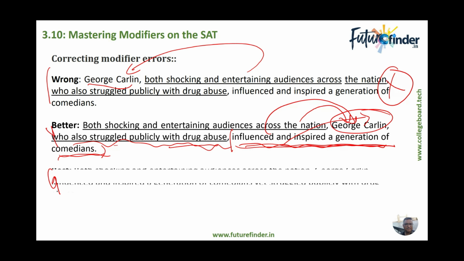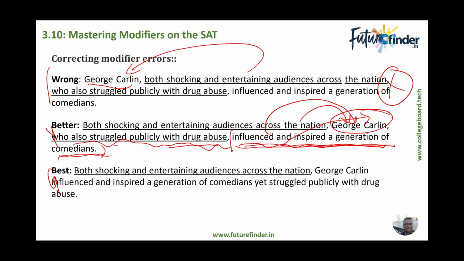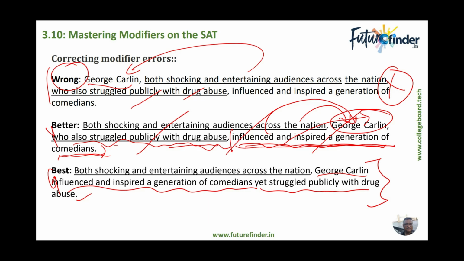Now let's look at the green one. Both shocking and entertaining audiences across the nation, George Carlin influenced and inspired a generation of comedians, yet struggled publicly with drug abuse. Yes, this is the best of the three. But there are multiple ways in which you can correct the sentences. Grammatically, you really cannot say that this is incorrect. Though the yellow doesn't make a lot of sense, it could be given a wrong, but this one probably cannot be said to be grammatically incorrect, and it is probably the best one out of the three.